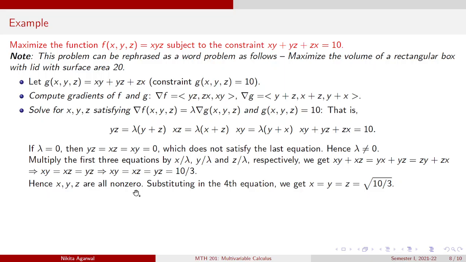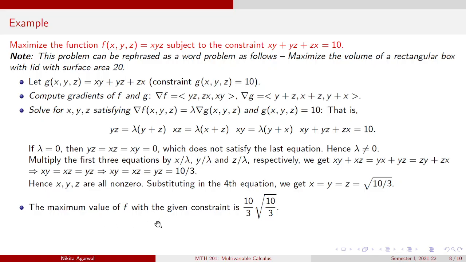Right? Now, substituting this in the fourth equation, we get x and y and z equal to square root 10 by 3. Right? Because from the first equation, you will get y equal to z, and for the second pair you will get x equal to y. So in fact x and y and z are all equal, right? And they should be equal to square root 10 by 3. So you can do these steps. I have given almost the entire proof here, but you can work this out on your own once.